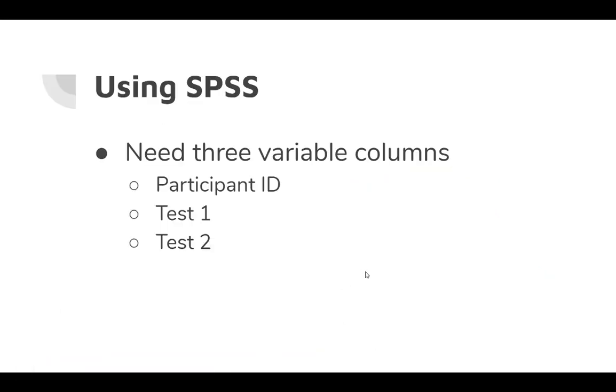So in SPSS, you need three variable columns. The first is the participant ID column. You don't technically need this. SPSS will run without it, but it helps anybody who's trying to read your data understand what's going on. So you need one column that's just your participant's ID number. It could just be 1, 2, 3, 4, 5. It could be names. It could be a code, whatever. The second column should be whatever test 1 is. If you're doing pre-test, post-test, then it could be the pre-test. And then a third column for test 2.